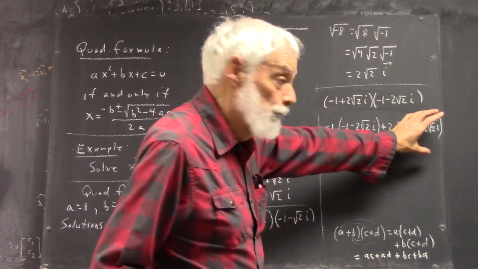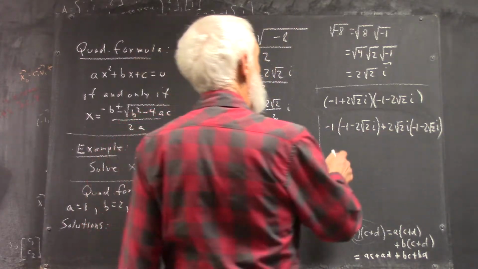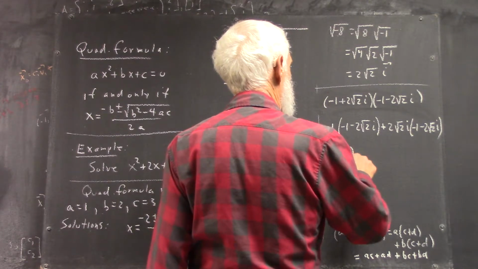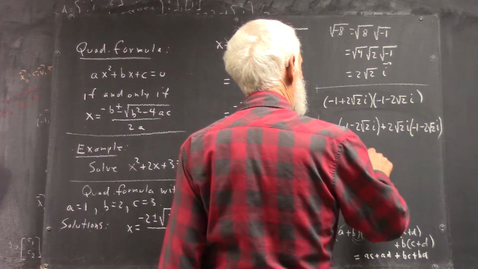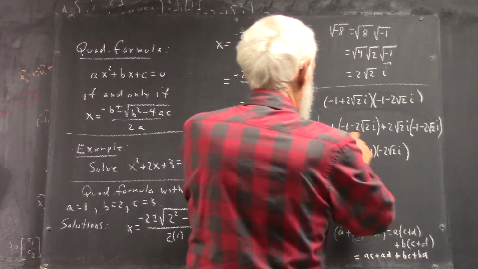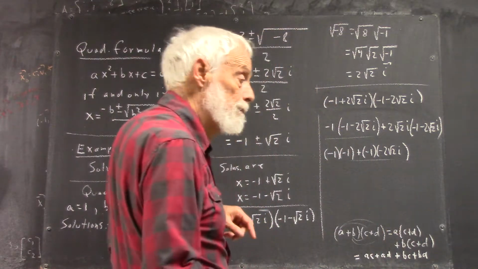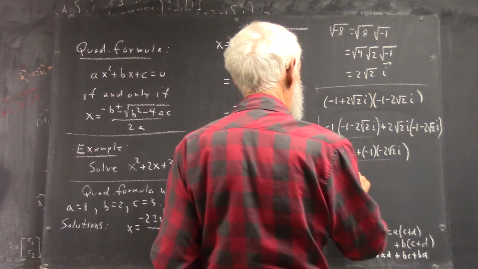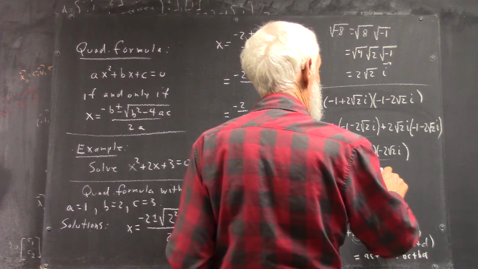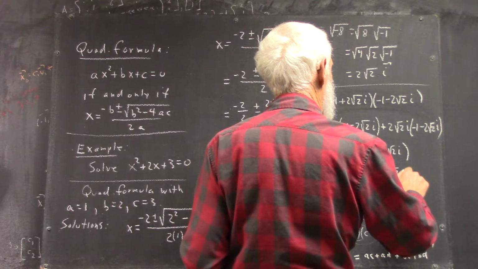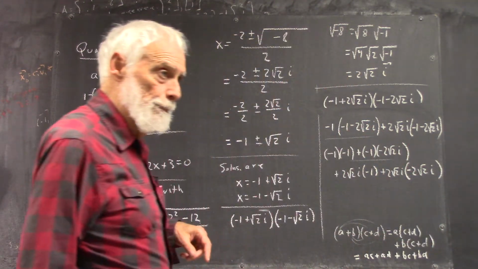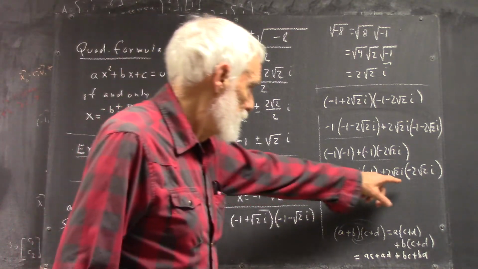We distribute, and then we distribute again. We get -1 times -1 plus -1 times -2 square root of 2i. That's from this term, right? And then from this term we get plus 2 square root of 2i times -1, plus 2 square root of 2i times -2 square root of 2i. Okay? Now see if you can simplify that.